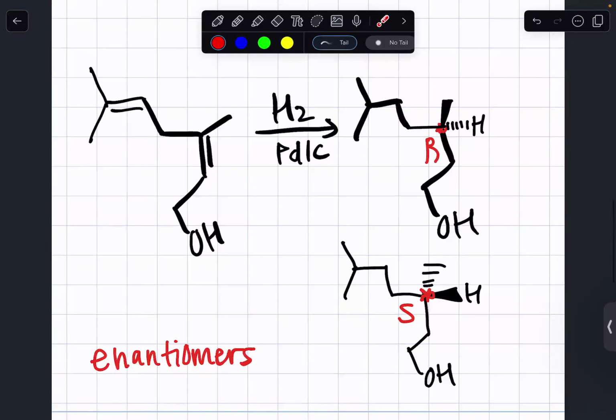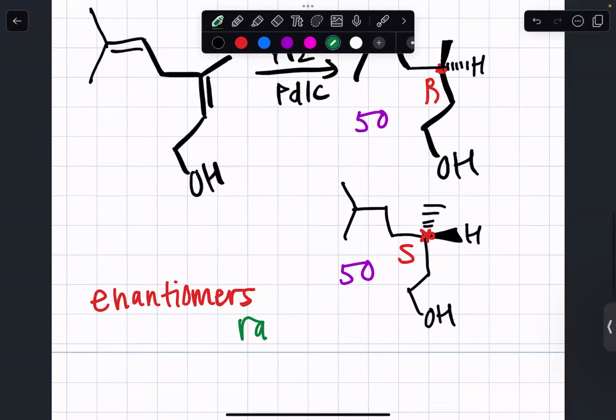And there is no preference here because you notice how nearby there's no bulky group or anything. So let's say the mixture between them is 50-50. If there's a 50-50 mixture of enantiomers, do you remember that specific name? Called racemic. Yeah, racemic mixture. If there's a 50-50 mixture of two enantiomers.